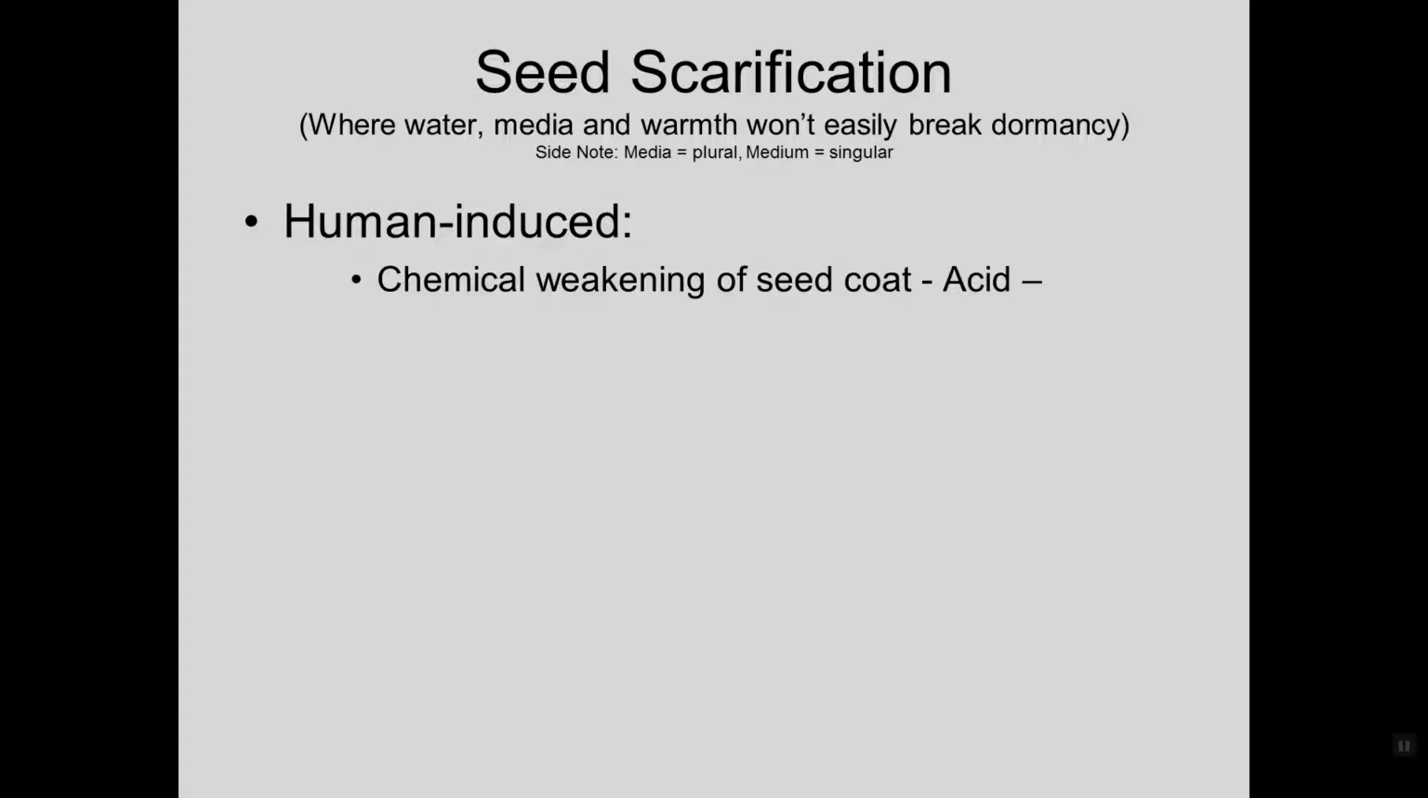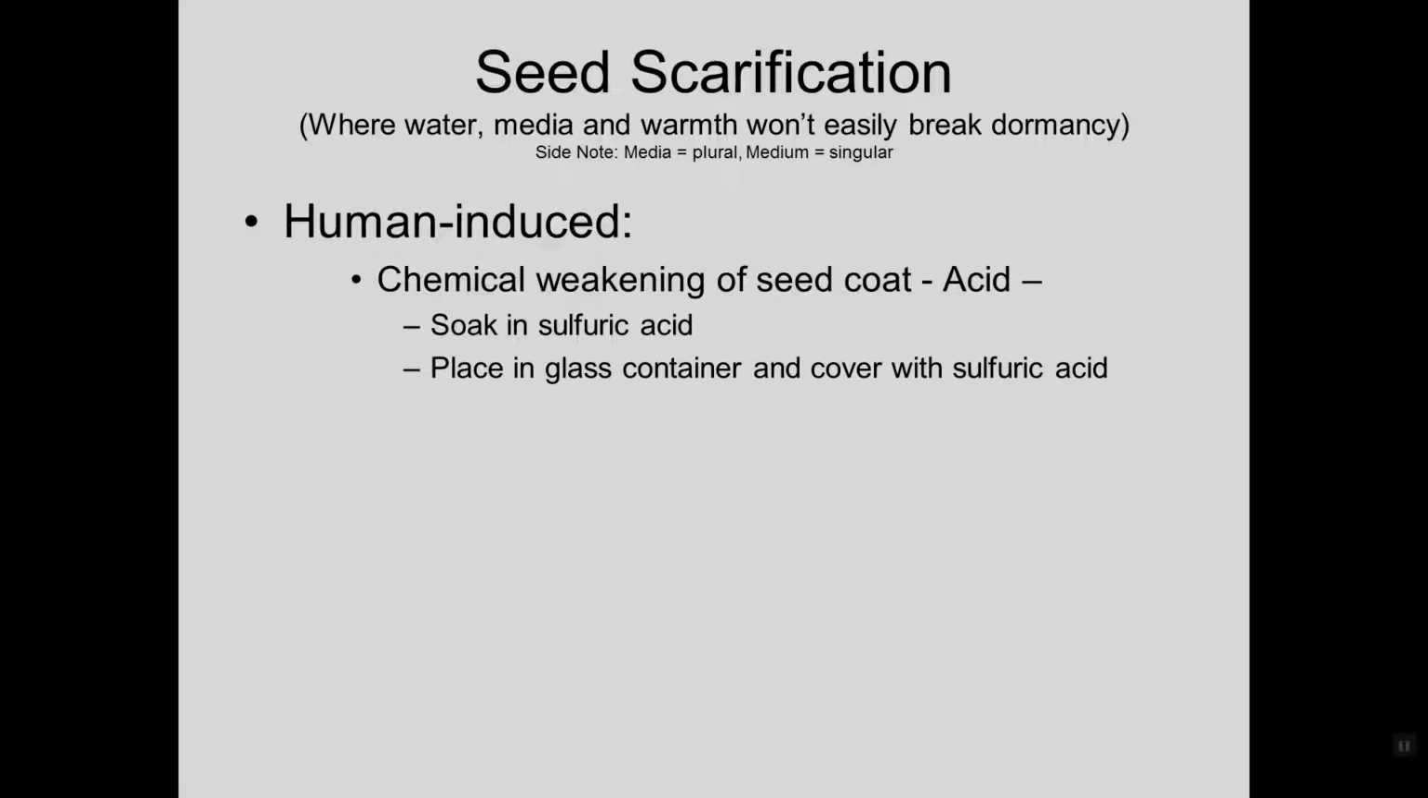Weakening of the seed coat can be done chemically using acids. You can soak in a dilute sulfuric acid, and for each particular plant or species, you'd have to do a little research to figure out exactly the strength or concentration of the acid that you need to use and the acid that best works. So I'm not giving you those details right here.